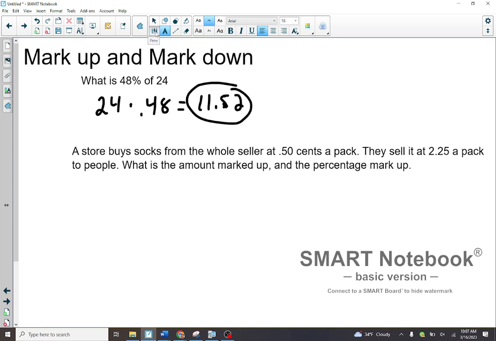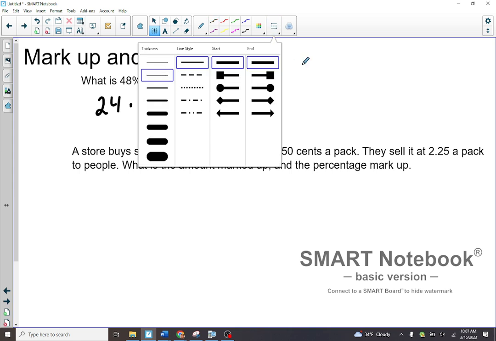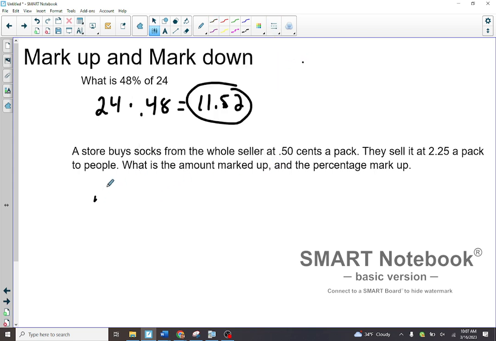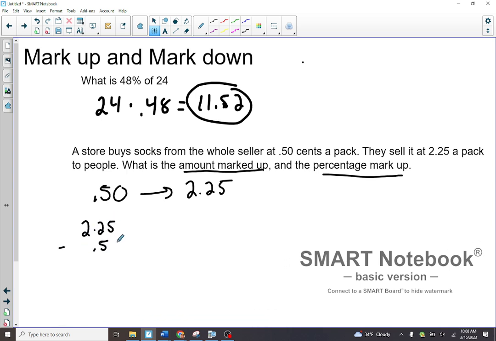So for this one, we're first given a first value, 0.50. That's our initial value. We know the store takes it and sells it for $2.25. So I'm asking for the amount marked up and the percent markup. The amount markup is literally the difference. So we're just going to do $2.25 minus 50 cents. You'll end up getting $1.75. So $1.75 is the amount markup. So how much money they make per pack of socks.